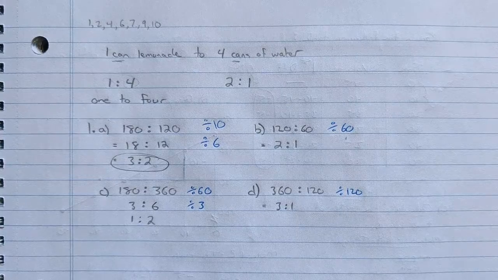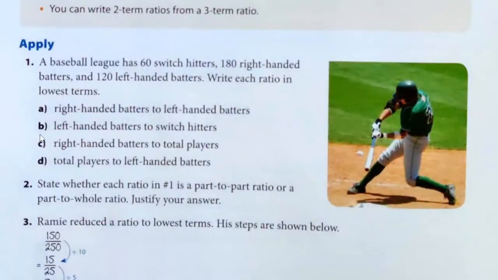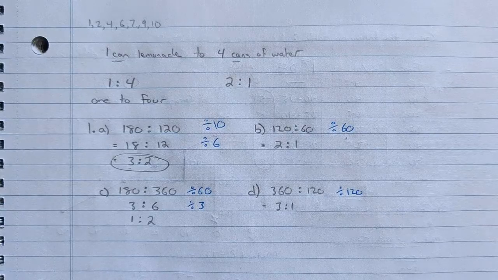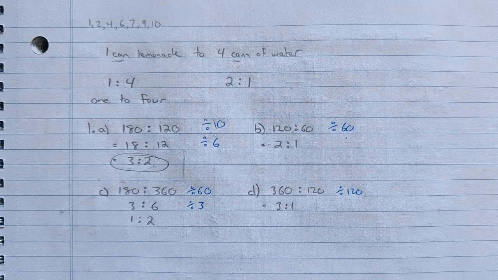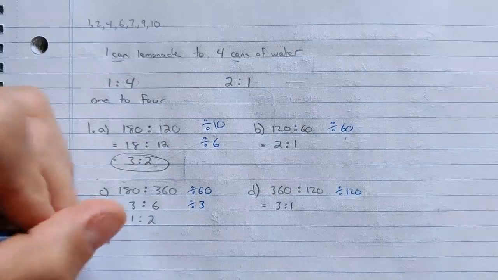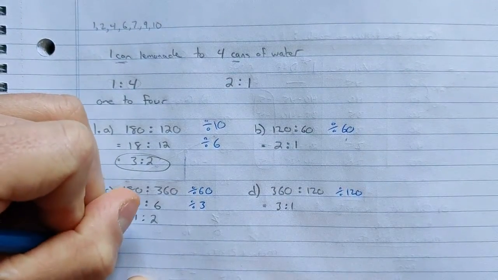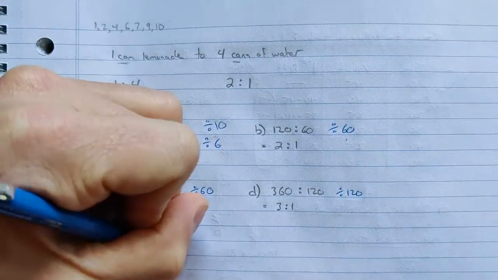So number 2 here had asked, state whether each ratio in number 1 is a part-to-part ratio or a part-to-whole ratio, and then justify our answer. So is it part-to-part or part-to-whole? Well, the whole was the total. That was that 360. So only those 2 that include the total number of hitters in the league, that's going to be our part-to-whole. So for number 2, A and B are part-to-part.